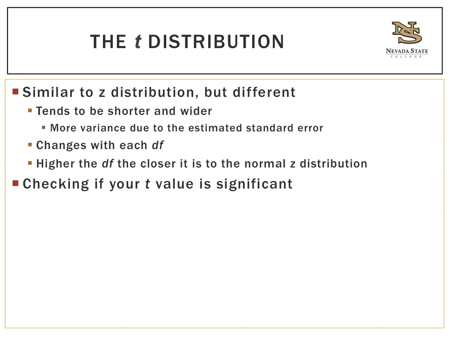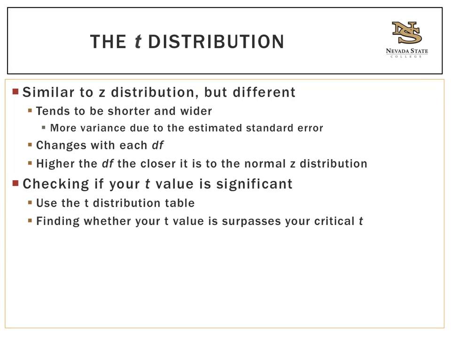So once you've calculated your T statistic for your particular sample, you need to check to see if it's significant. Okay, and so you use the T-distribution table, and I'll show you what that looks like in just 1 second. So your entire job is to find whether your T value or your T statistic surpasses your critical T. Okay, so I should say surpasses your critical T.